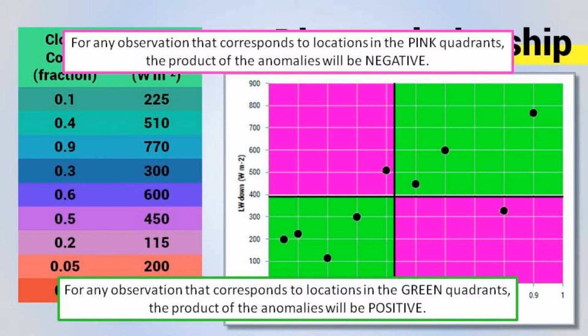In fact, we could divide up our scatter diagram here into 4 quadrants. Any of those little spots on our scatter plot that land in the pink areas are going to correspond to negative products, or negative areas of the rectangles that they describe. And any observation that corresponds to locations in the green quadrants corresponds to a product of anomalies, or an area of a rectangle, that's positive. So we have 2 pink quadrants that correspond to negative products of anomalies, and 2 quadrants drawn in green that correspond to places where the product of the anomalies will be positive.